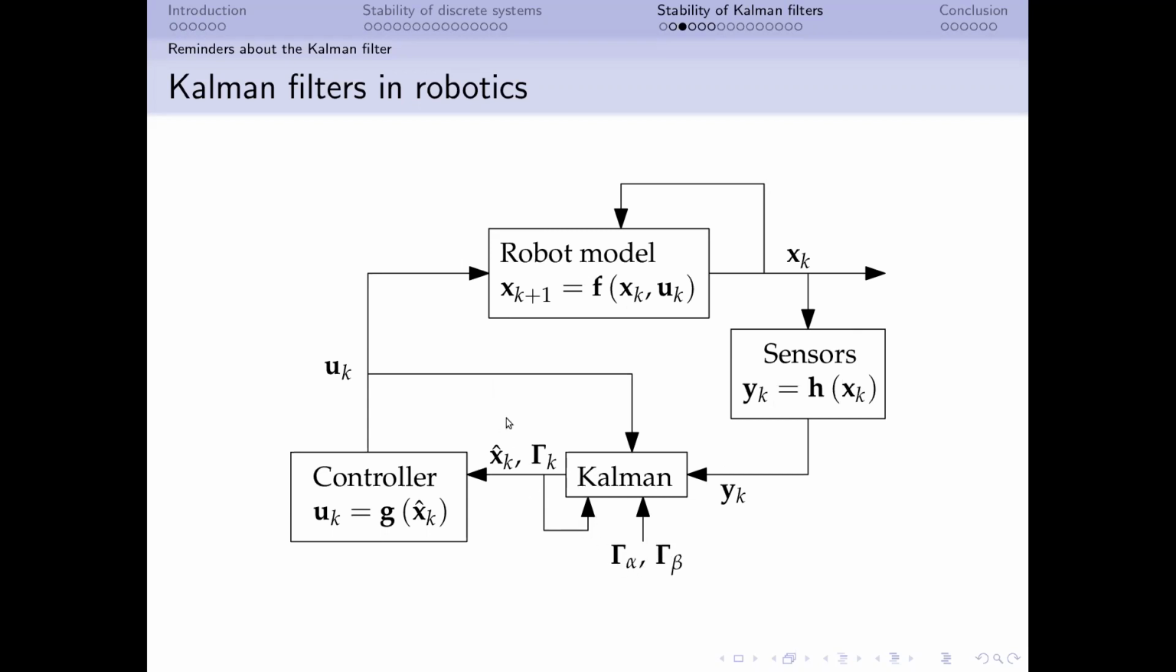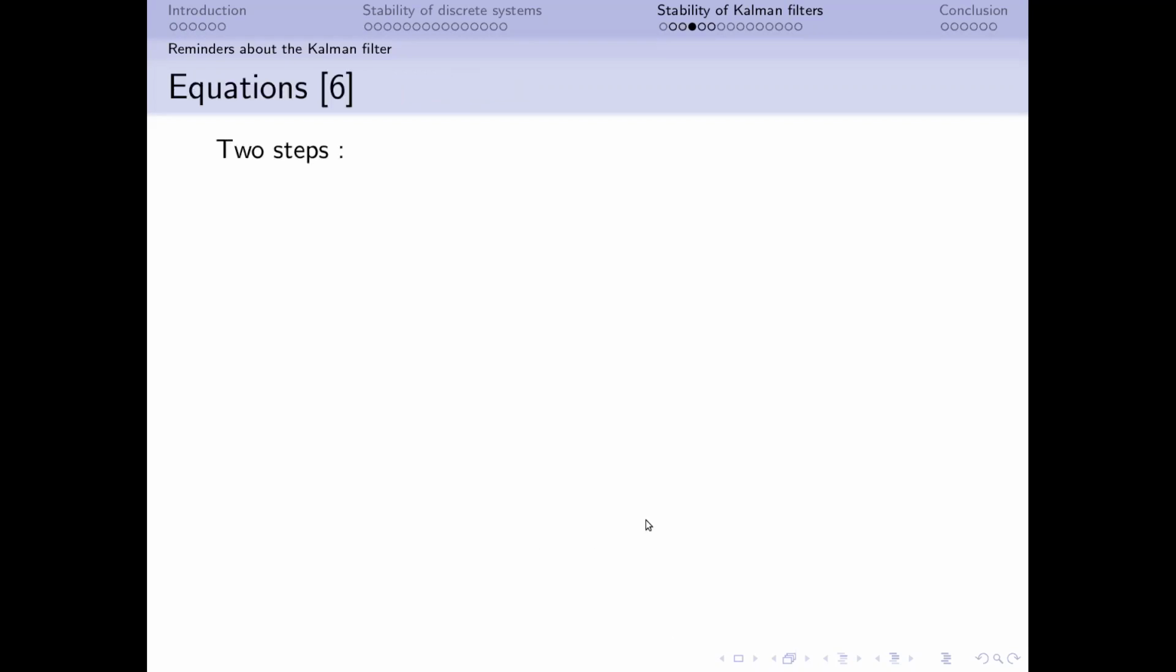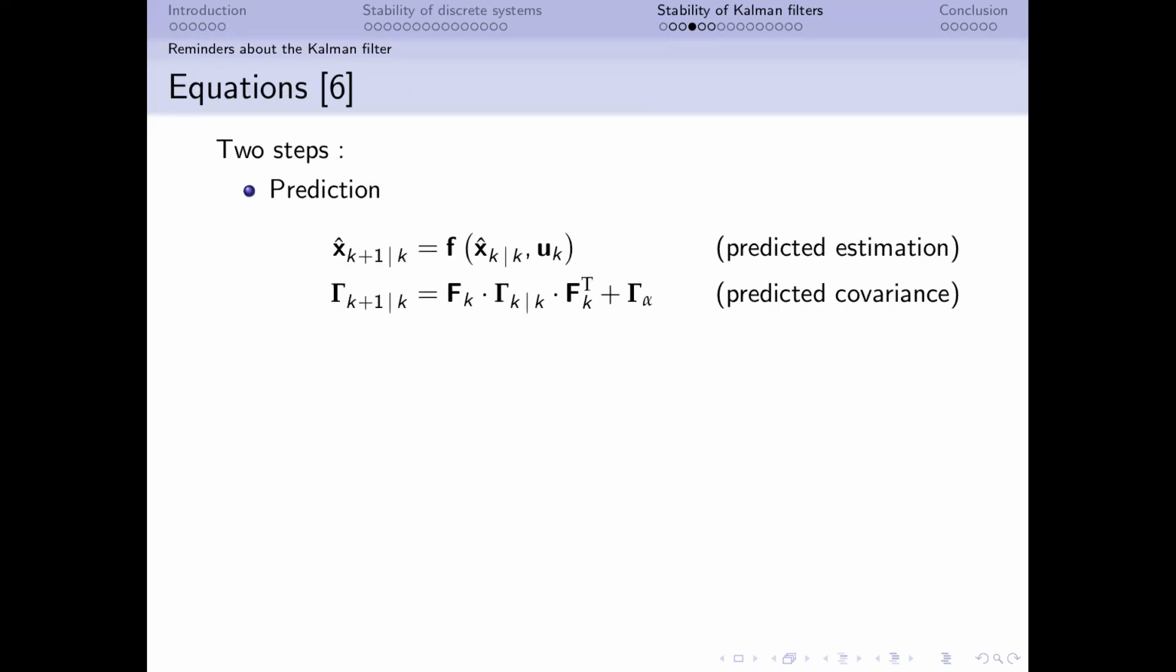These matrices must be chosen beforehand at the initialization of the Kalman filter. So the Kalman filter, I will go very quickly on the equations. But the Kalman filter operation consists in two steps. The first step is prediction.